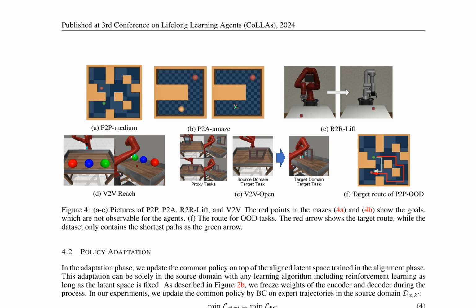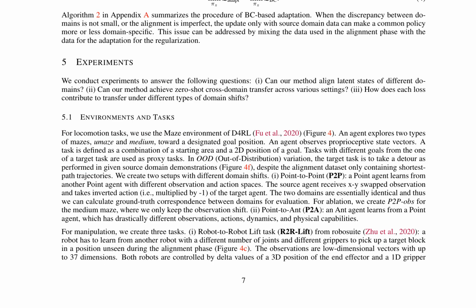In the policy adaptation phase, the common policy is updated on top of the aligned latent space, which can be done using any learning algorithm, including reinforcement learning, as long as the latent space is fixed. Algorithm 2 in Appendix A summarizes the adaptation process, where the common policy is updated by behavior cloning on expert trajectories in the source domain. The objective is to minimize the loss function, as shown in Equation 4.